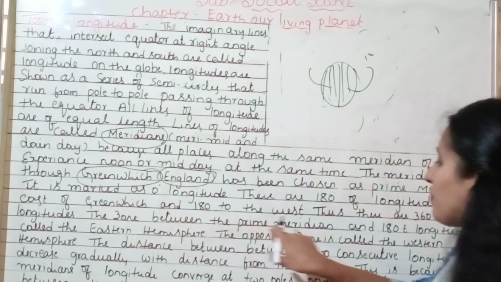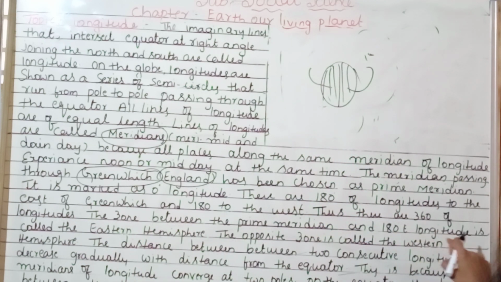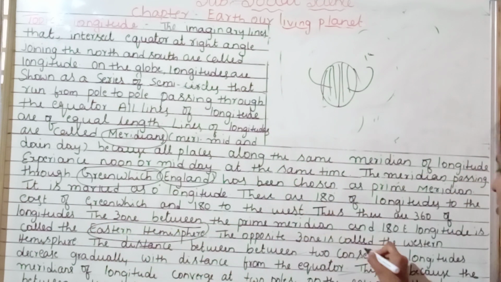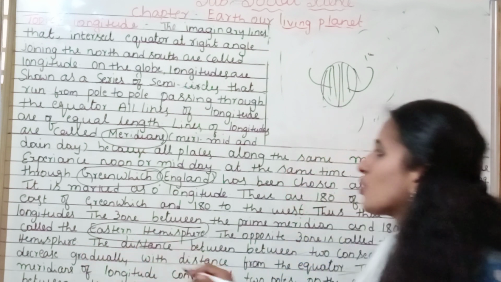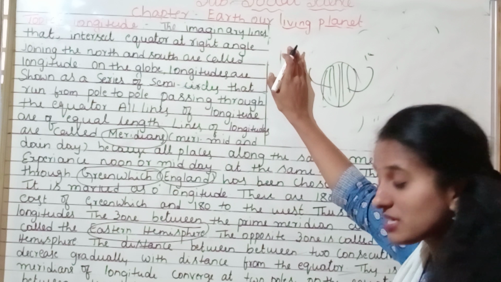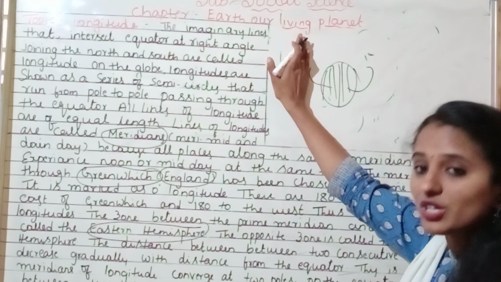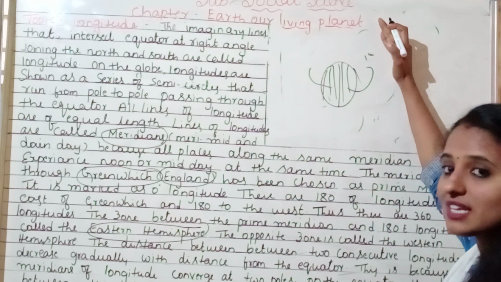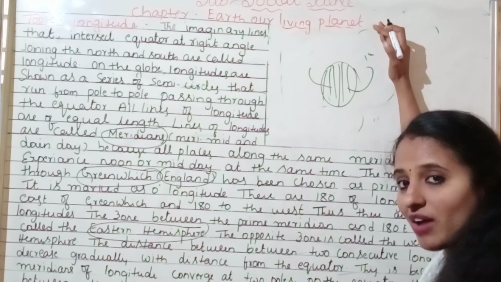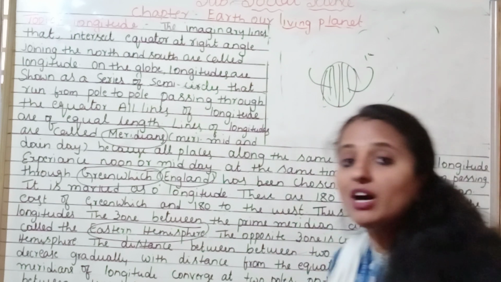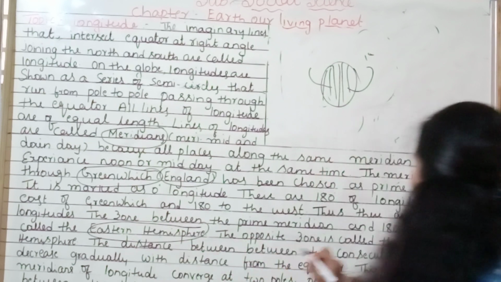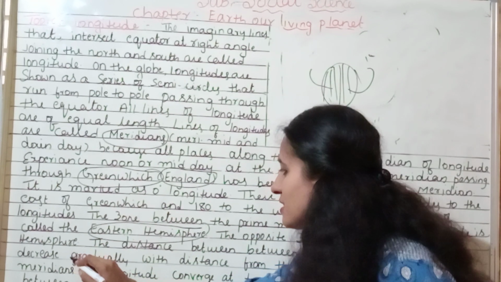The zone between the prime meridian and 180 degree east longitude is called the eastern hemisphere. The opposite zone is called the western hemisphere. So this particular part is considered the eastern hemisphere, and this part is considered the western hemisphere. The eastern hemisphere has 180 degrees and the western hemisphere also has 180 degrees. Total it will be 360 degrees.